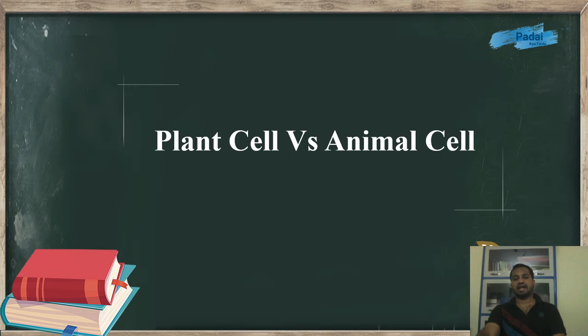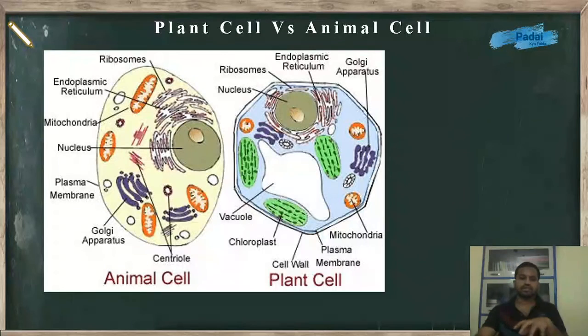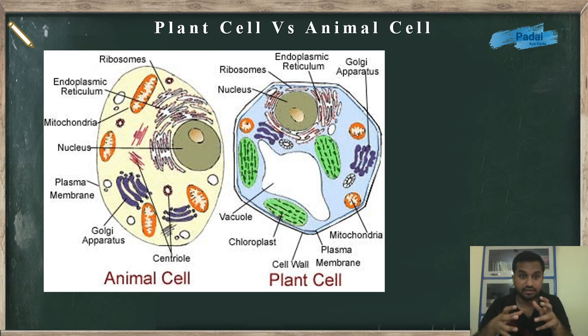Now let us look into plant cell versus animal cell. What are the differences? What are the similarities? How does a plant cell look and how does an animal cell look, right? In the plant cell and animal cell, the plant cell has a cell wall, whereas the animal cell doesn't have any cell wall. The reason is that the plant cell needs protection. It is exposed to the outer surroundings. It needs protection from insects and from the atmosphere, right? So that is the reason the plant cell has a cell wall, whereas the animal cell does not.